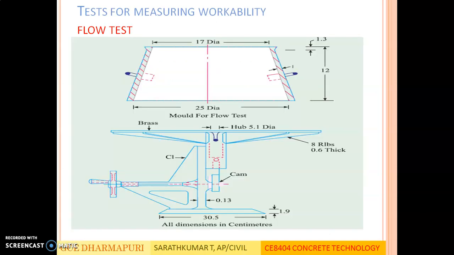So this is the vibrating table, and these are the dimensions of the mold. The mold is placed at the center of the flow table, and the concrete is placed. Once the concrete is placed, the mold is taken out, leaving the concrete to stand on its own.